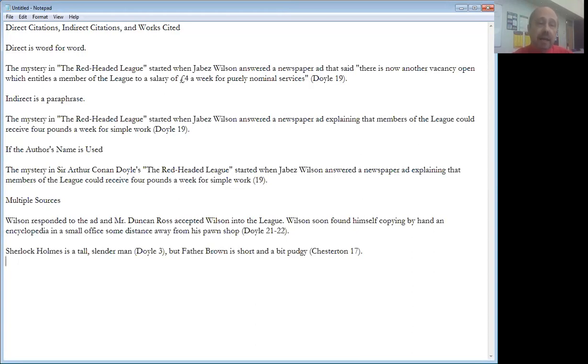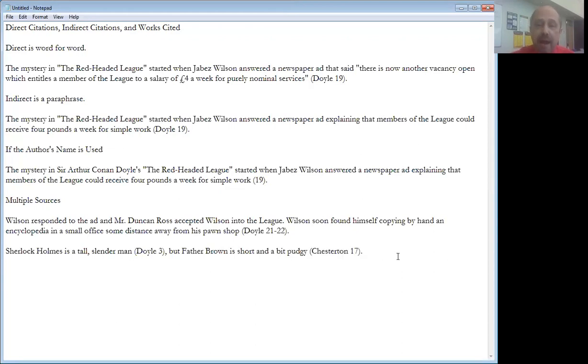The second sentence that I have here contrasts Sherlock Holmes and Father Brown. Sherlock Holmes being tall and slender, Father Brown being short and a little bit overweight. And I have specific references for those things, right? I did not make up Sherlock Holmes's appearance. I did not make up Father Brown's appearance. Sir Arthur Conan Doyle and G.K. Chesterton respectively did that. So I have to put in both references.